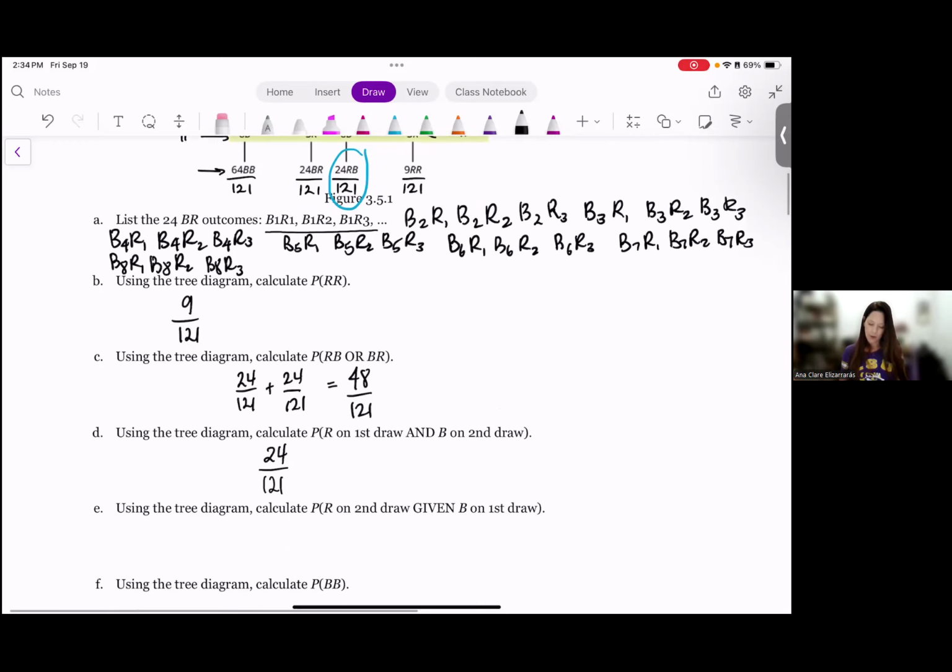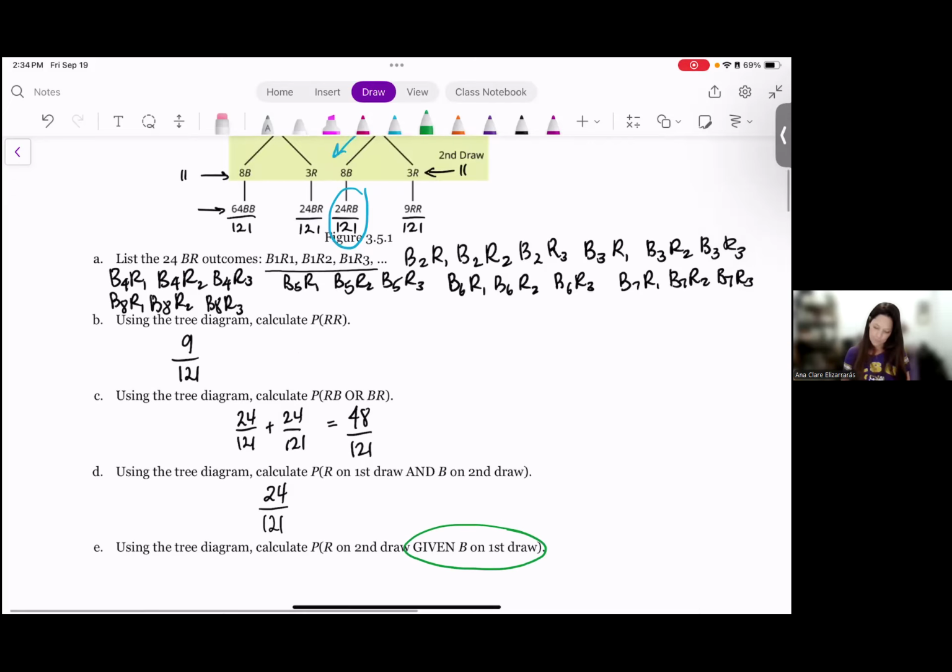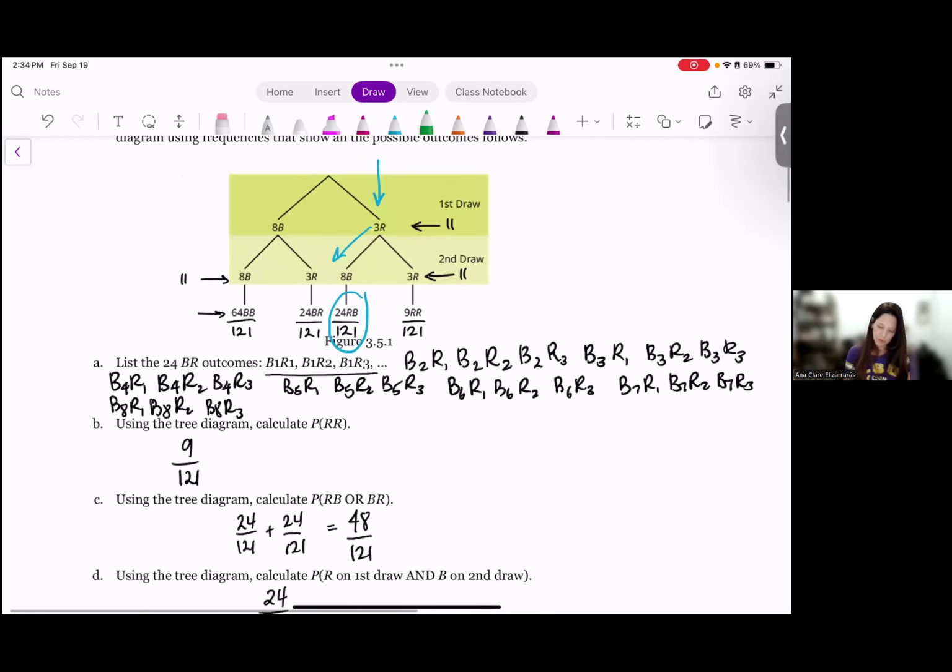Now, using the tree diagram, I want to calculate red on the second draw, given that I was blue on the first draw. So this is a conditional probability. Blue on the first draw. There are 8 ways that that could happen. Okay, does that help us at all? Let's see. Blue on the first draw.